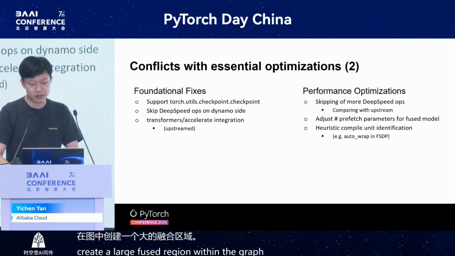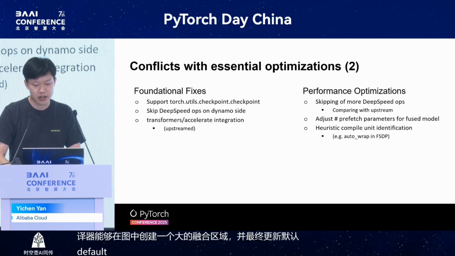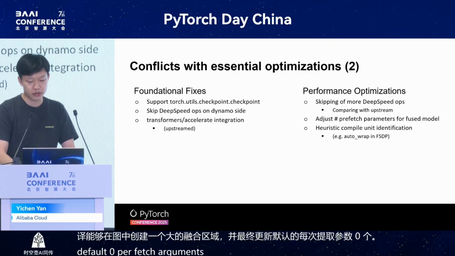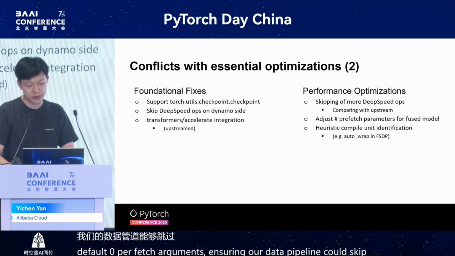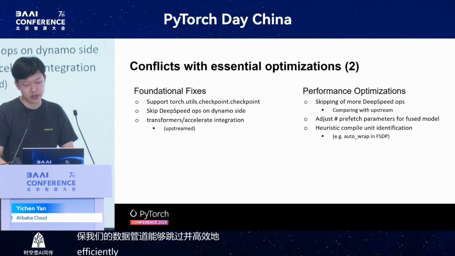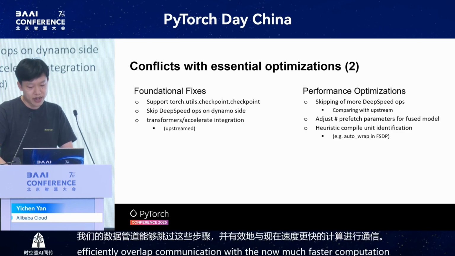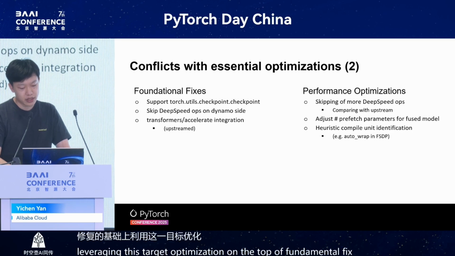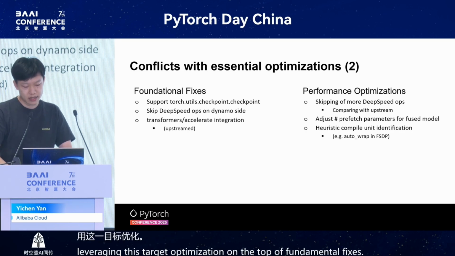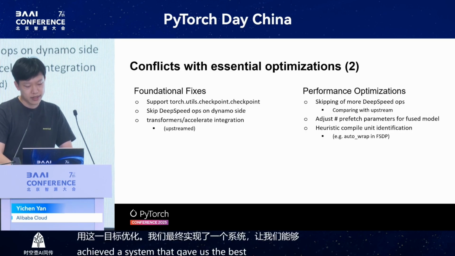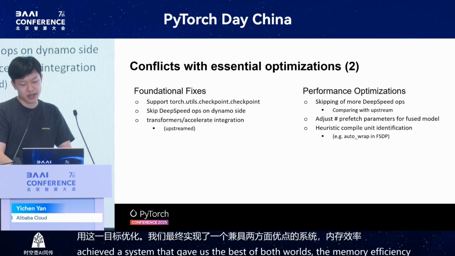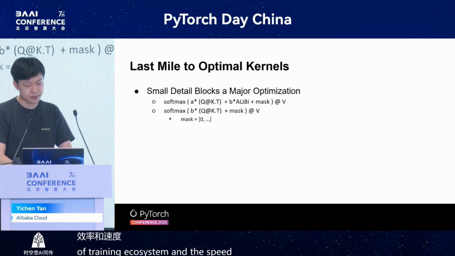And finally, we updated the default zero prefetch arguments, ensuring our data pipeline could keep up and efficiently overlap communication with the now much faster computation. By leveraging this targeted optimization on top of fundamental fixes, we finally achieved a system that gave us the best of both worlds: the memory efficiency of DeepSpeed training ecosystem and the speed of torch.compile.